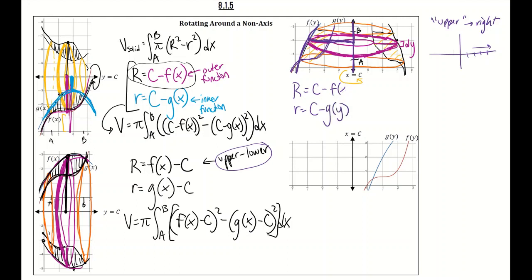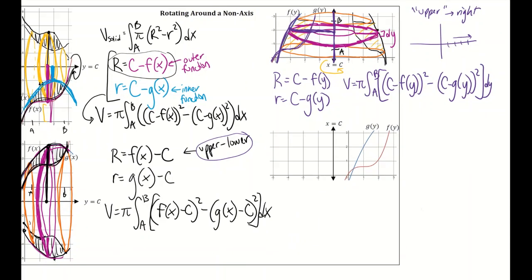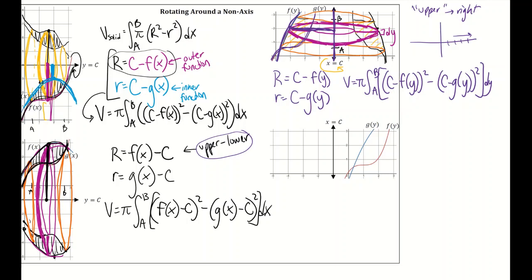I wrote f of x instead of f of y. But these functions do need to be in terms of y because your thickness is dy. And that makes your volume pi times the integral from a to b, and remember, your bounds have to be in terms of y as well, of big R squared minus little r squared dy. Okay, and then quickly I'm going to do the same thing here. There's g of y.